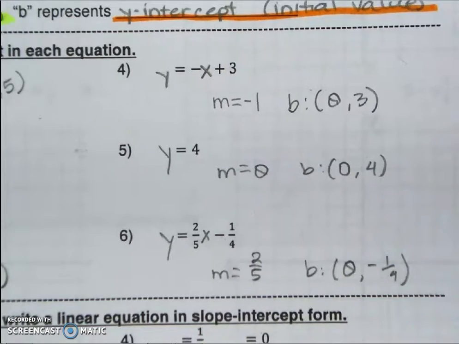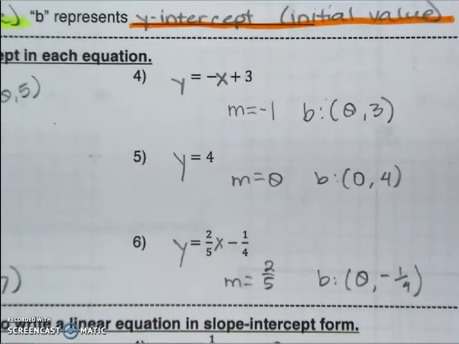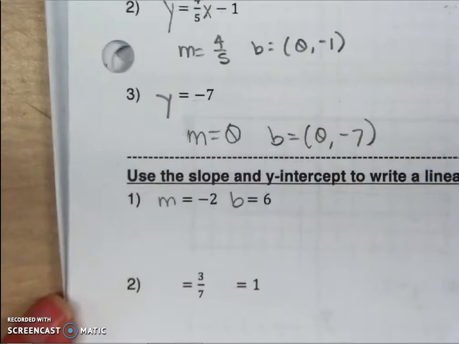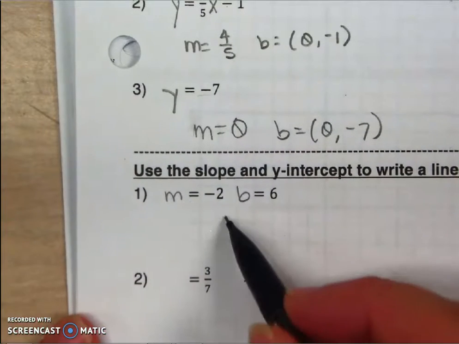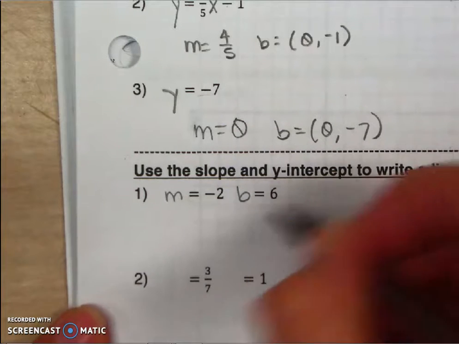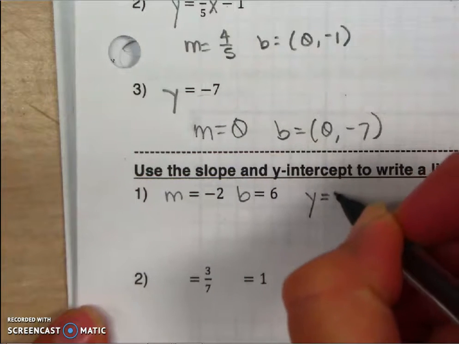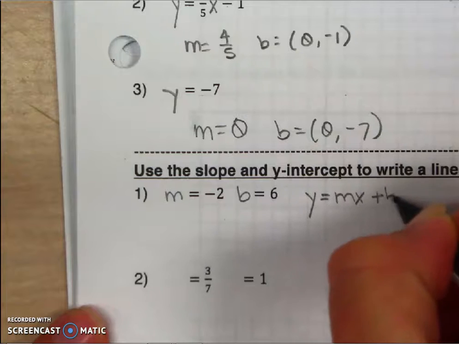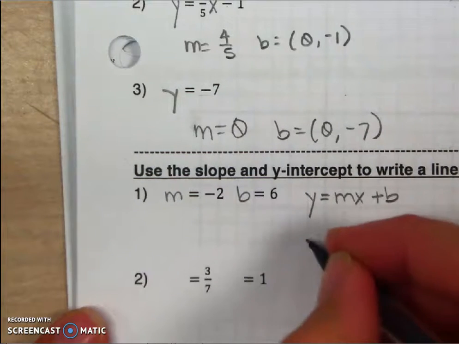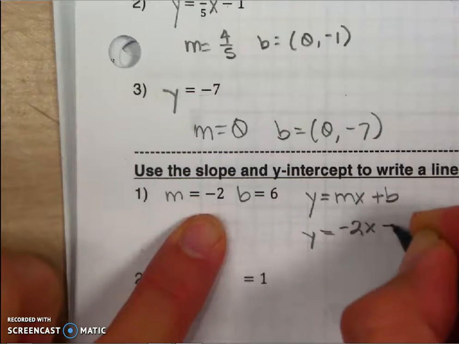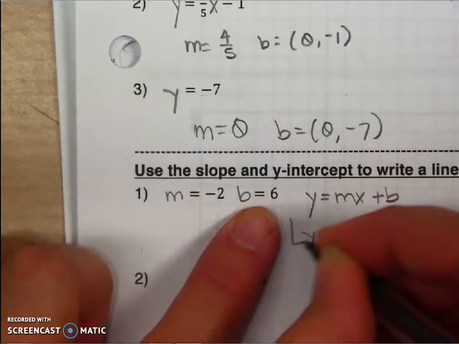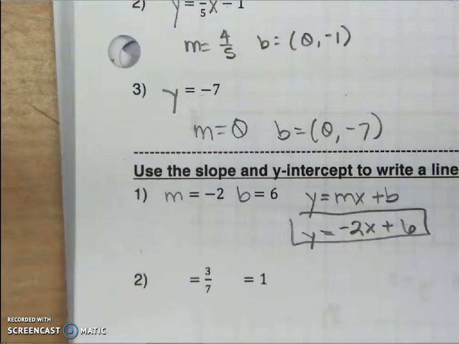All right, so let's see if we can do the opposite of that now. Given an m and a b, let's see if we can write the equation. So if m is -2 and b is 6, remember our form, y equals mx plus b. And so that means this equation would be y equals -2x plus 6. There's our equation. Just as easy as that.